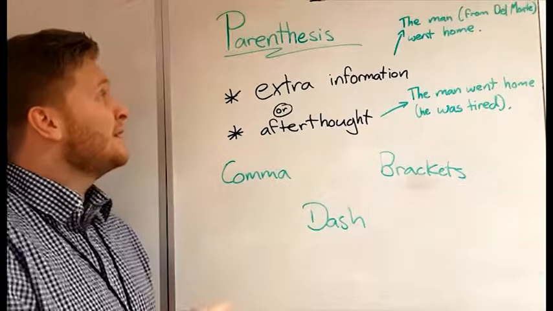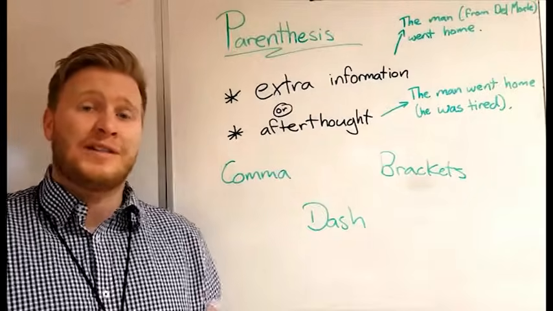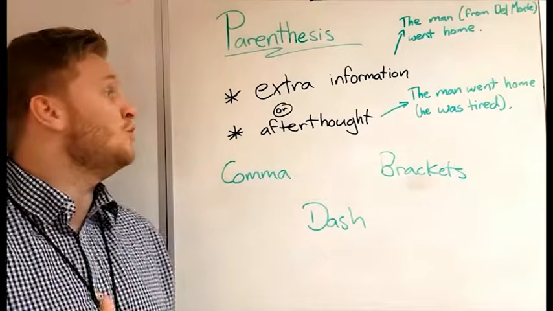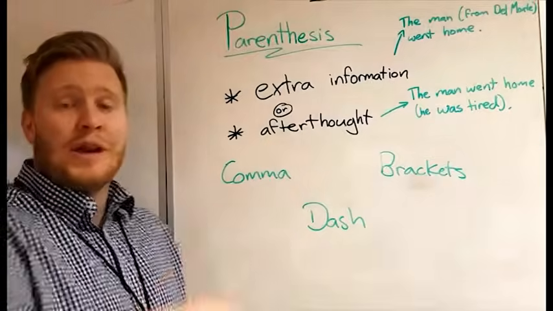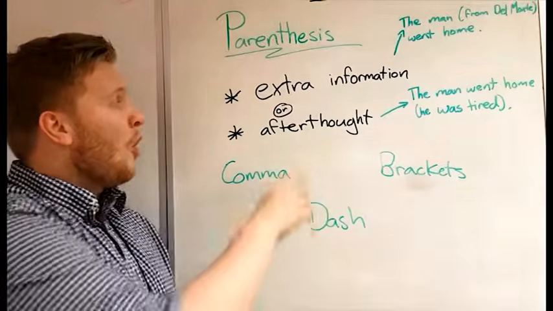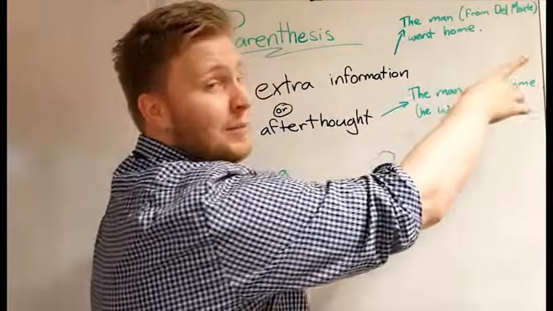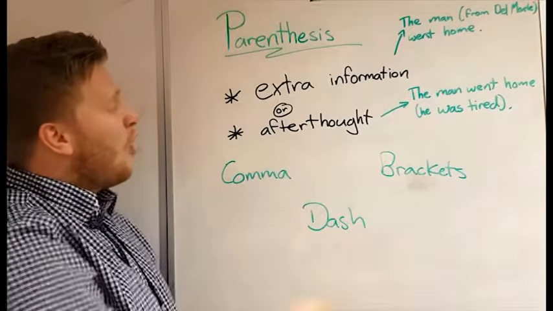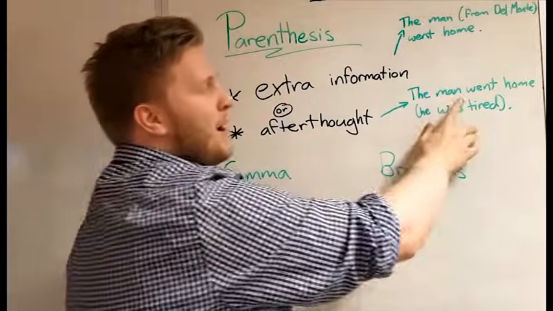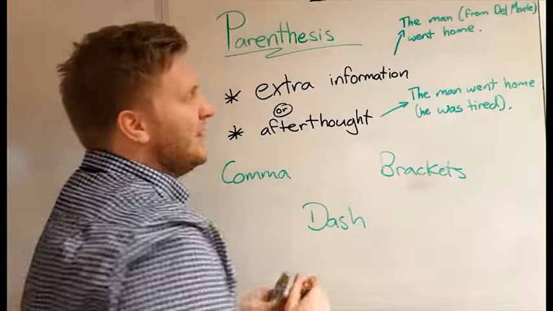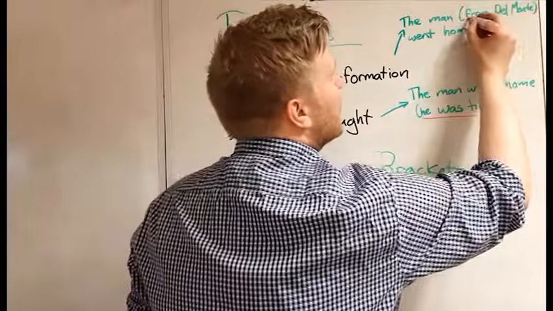Now, parenthesis again is one of those things in English where it sounds really complicated, but it's not really. We use parenthesis for two reasons. It's there to add extra information to our sentences or as an afterthought. So, extra information here: the man (from Del Monte) went home. Or we've got here as an afterthought: the man went home (he was tired). This here is our parenthesis, okay?